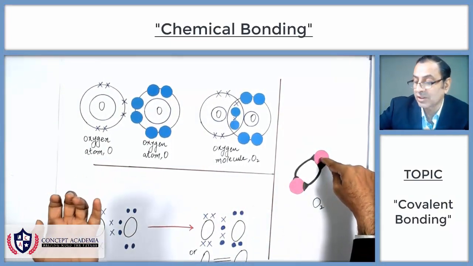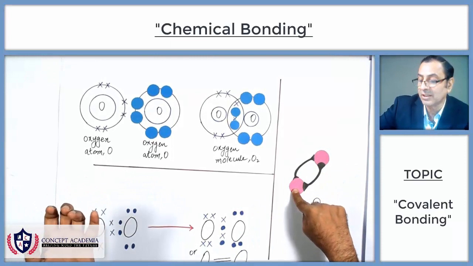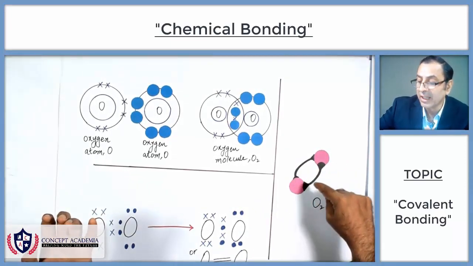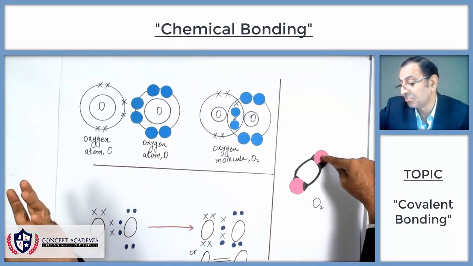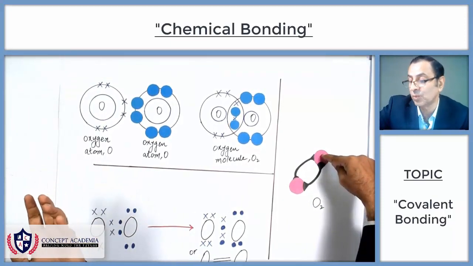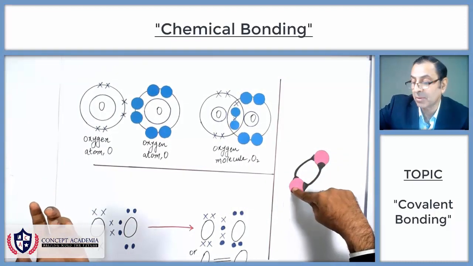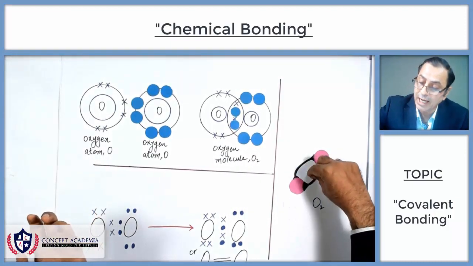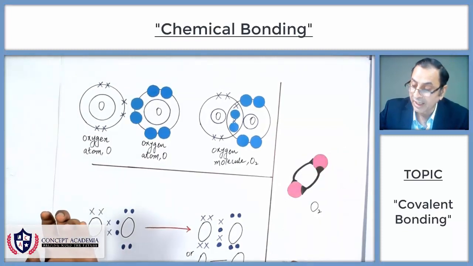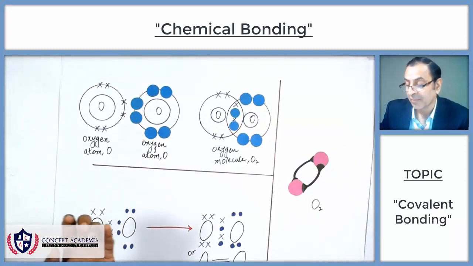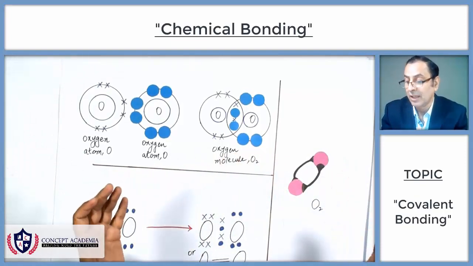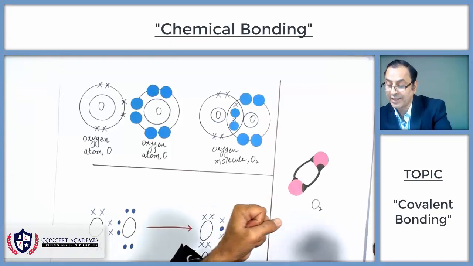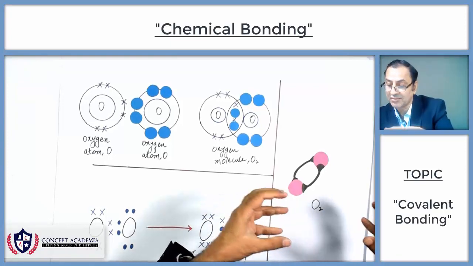This is the oxygen nucleus, this is the oxygen nucleus, and the electronic cloud is between the two nuclei. The protons of each oxygen nucleus attract the electronic cloud lying between the two nuclei, and in this way the oxygen atoms are joined together. That is the binding between them, the force of attraction.